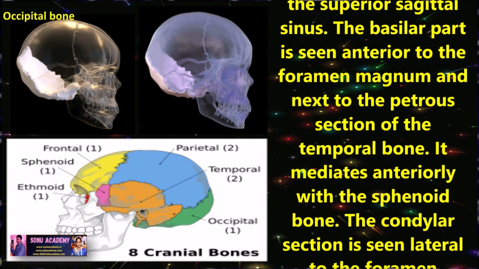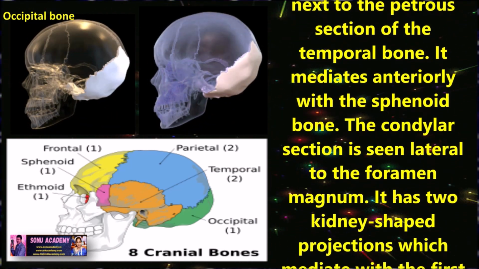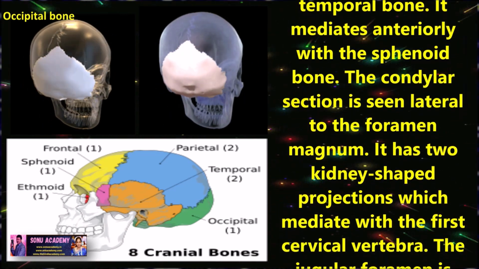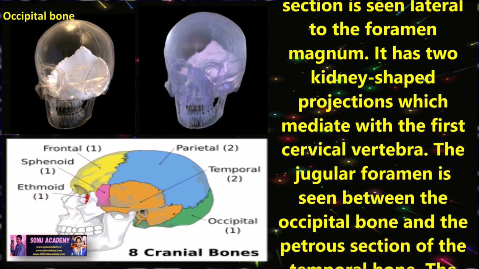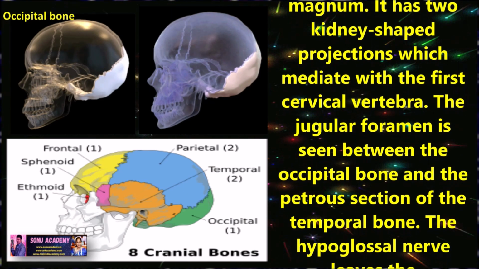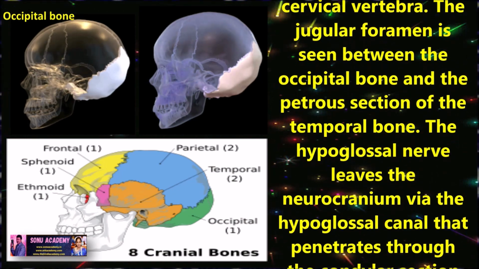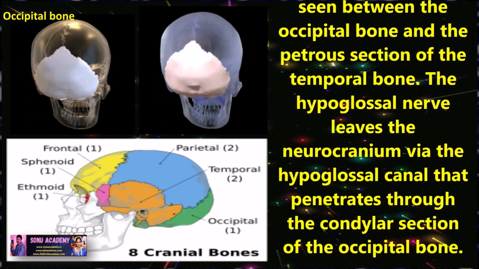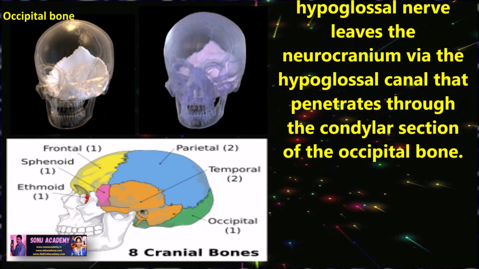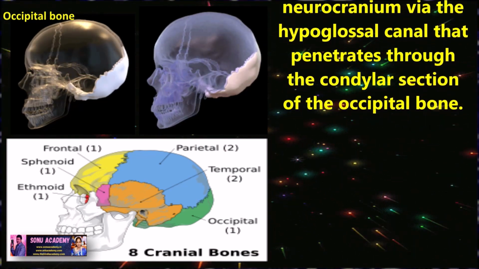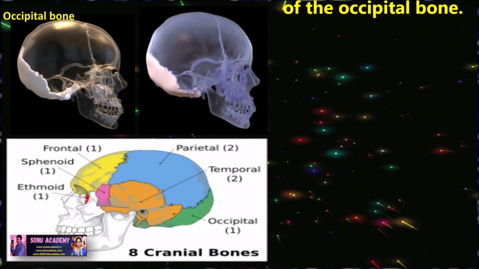The basilar part is seen anterior to the foramen magnum and next to the petrous section of the temporal bone. It articulates anteriorly with the sphenoid bone. The condylar section is seen lateral to the foramen magnum. It has two kidney-shaped projections which articulate with the first cervical vertebra. The jugular foramen is seen between the occipital bone and the petrous section of the temporal bone. The hypoglossal nerve leaves the neurocranium via the hypoglossal canal that penetrates through the condylar section of the occipital bone.